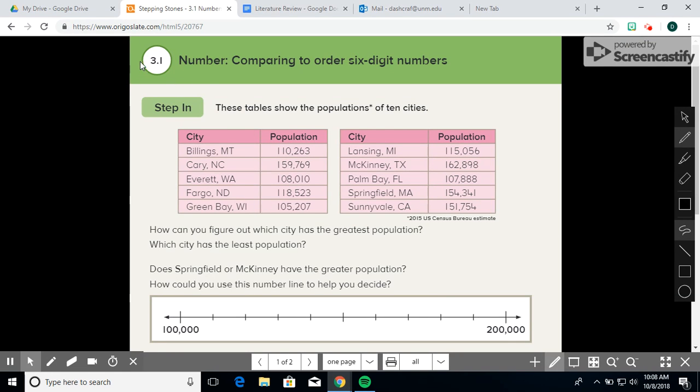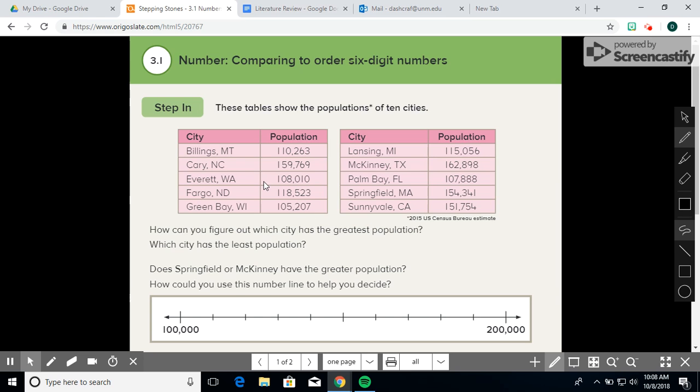This is Stepping Stones lesson 3.1. We are comparing to order 6-digit numbers. So we have two different tables here. They're showing the populations of different cities. And the question beneath it says, how can you figure out which city has the greatest population? Which city has the least population?